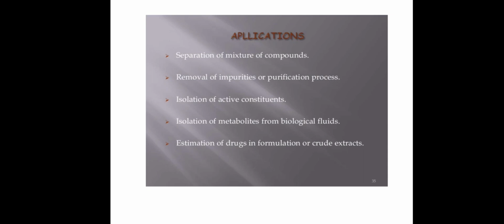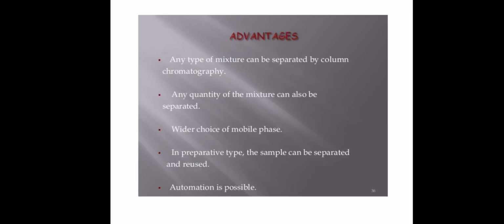Applications of column chromatography. It has vast applications. The first application is separation of a mixture of compounds, removal of impurities or purification, isolation of active constituents, isolation of metabolites from biological fluids, and estimation of drug in formulations or crude extracts. Any type of mixture can be separated by column chromatography. Any quantity of mixture can also be separated. Wider choices of mobile phase.